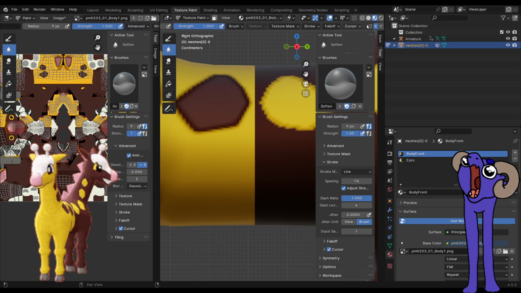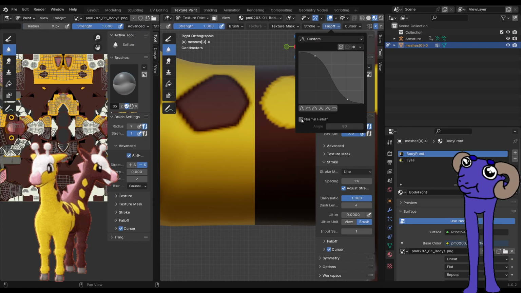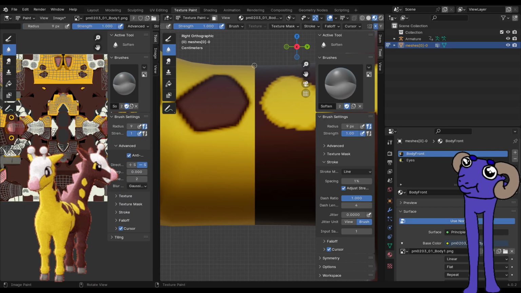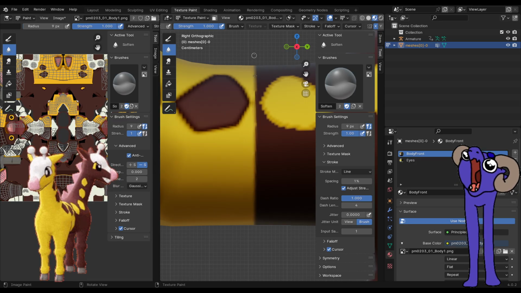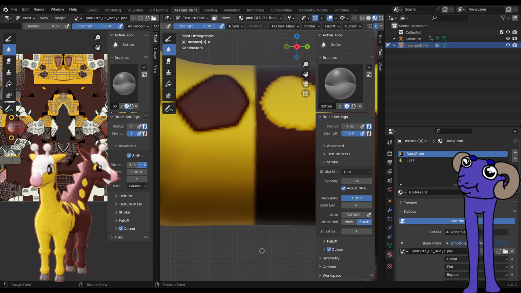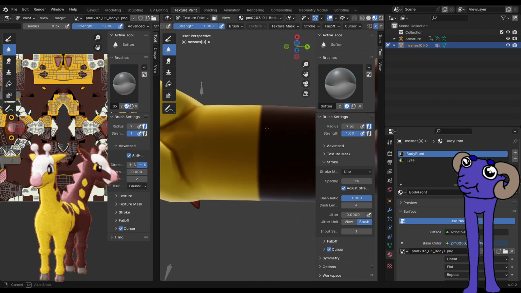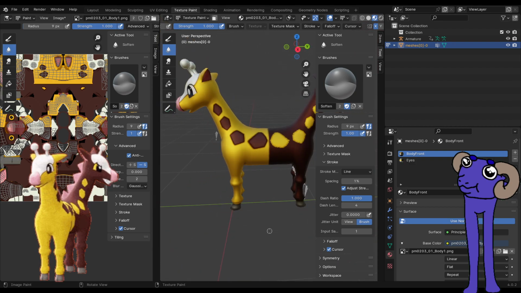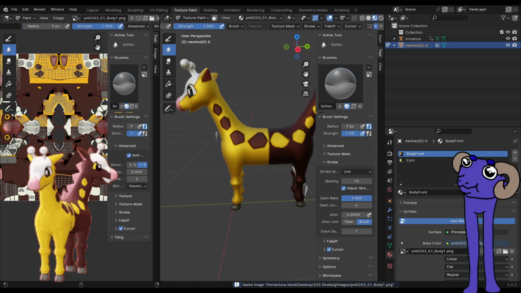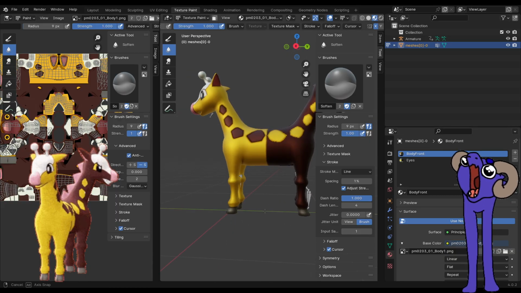Oh, I also want to turn off falloff. I remember this. Turn off falloff, so then I can paint on both sides at once. It will go all the way around to the other side of it. Hell yeah. And that's a Girafarig.